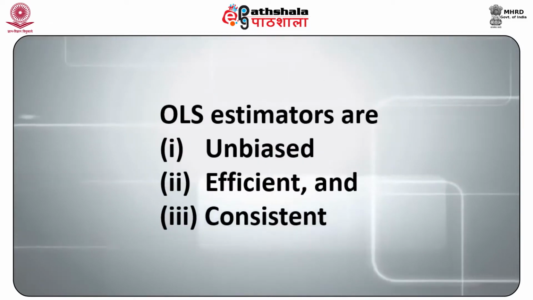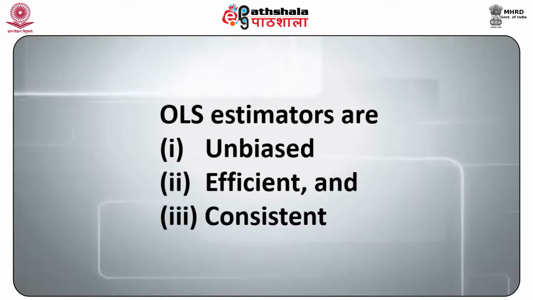So let us now state the Gauss-Markov theorem. The Gauss-Markov theorem basically states that under the assumptions of the classical linear model, which are assumptions 1 to 8, the least squares estimators are the minimum variance estimators among the class of unbiased linear estimators. That is, they are BLUE. BLUE means best linear unbiased estimators. And we will prove that.